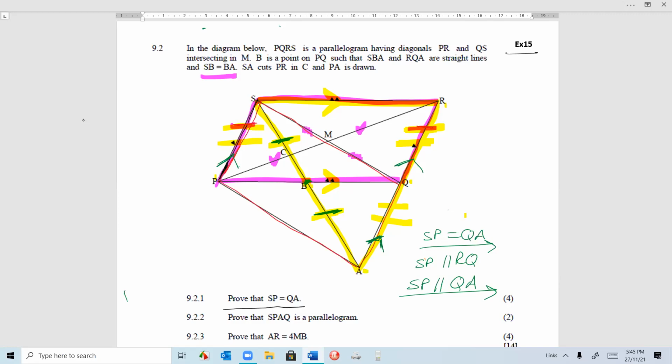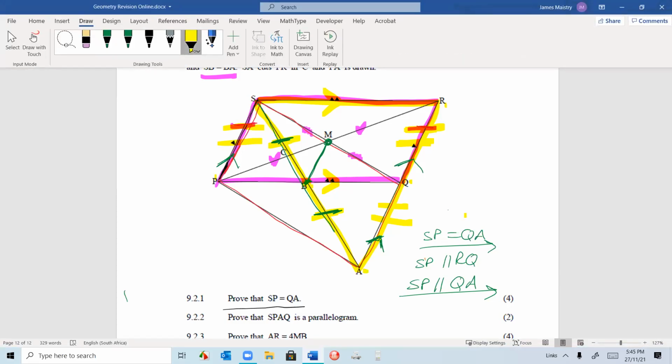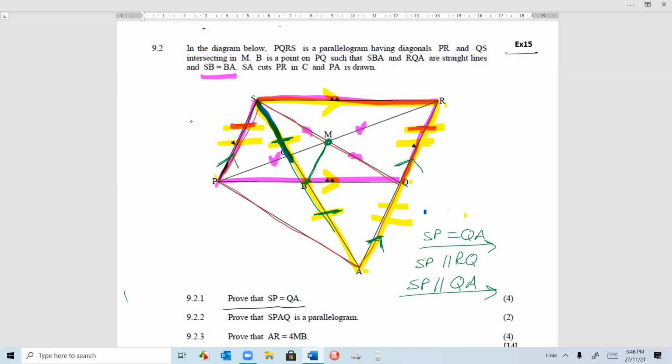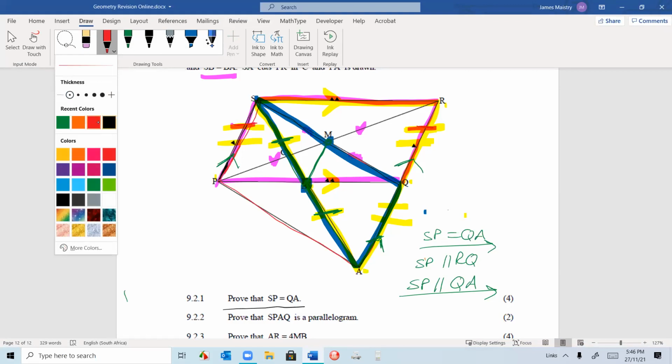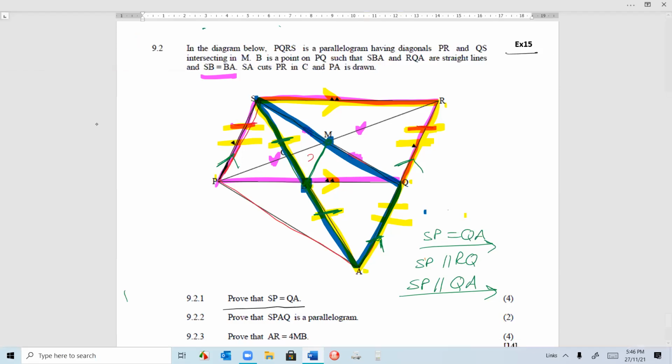And the last one is to prove that AR, my diagram is quite messed up, AR is actually equal to 4MB. Let me find MB. MB, where are you? Okay, so we actually have to join MB. Now, if we join MB, remember the purple is the parallelogram, it means M is also a midpoint. So now we have a triangle. Okay, let me get another color out. So if we look at this triangle here, we know those two are midpoints. So if those two are midpoints, we can now conclude, because of the midpoint theorem, let's call MB to be X.